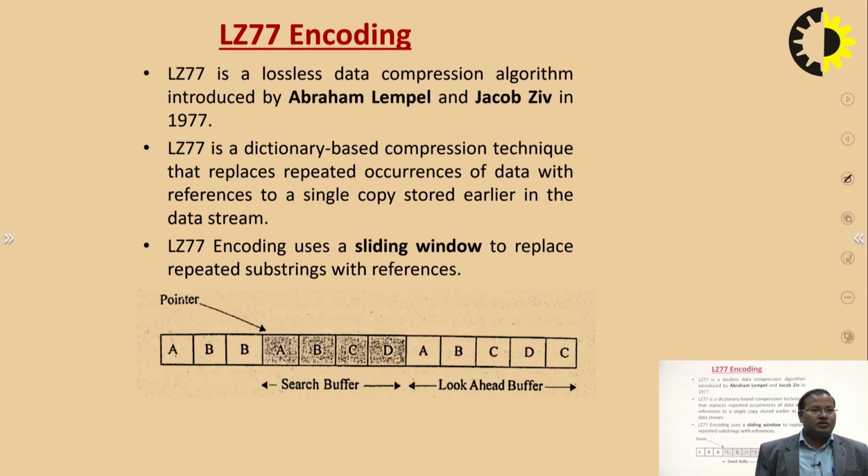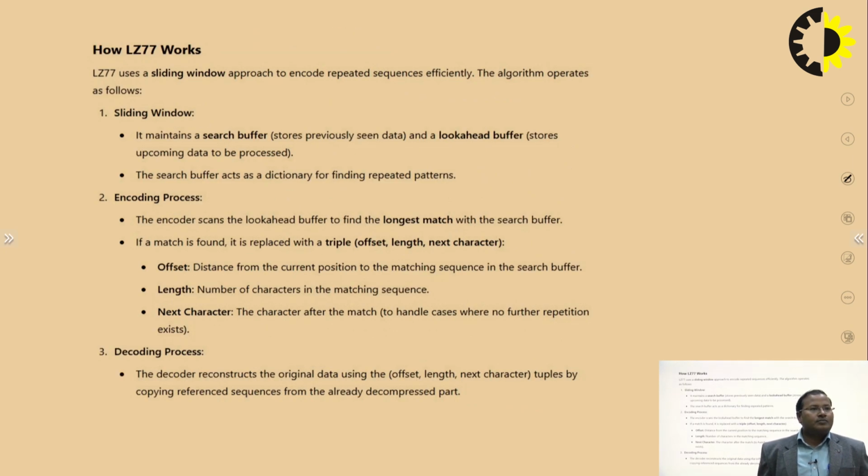LZ77 encoding uses a sliding window to replace repeated substrings with references. So here I am showing the sliding window. This is the search buffer and this is the look ahead buffer, and one pointer is placed here showing the starting of the search buffer. How it works, I am going to explain. LZ77 uses a sliding window approach to encode repeated sequences efficiently. The algorithm operates as follows: sliding window.